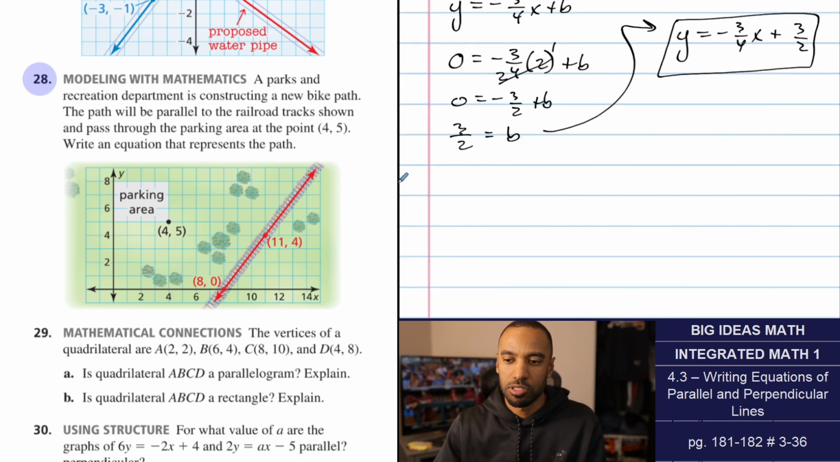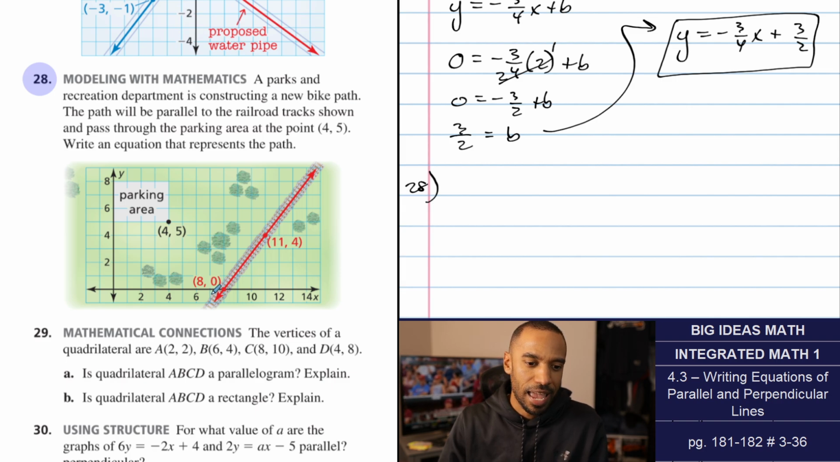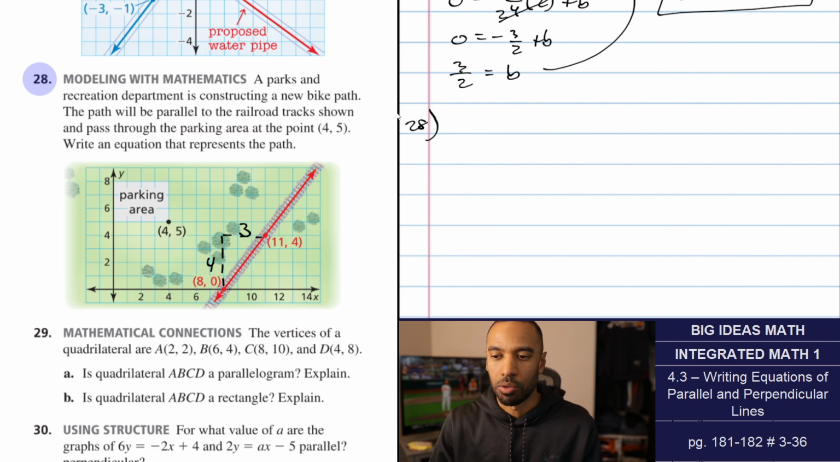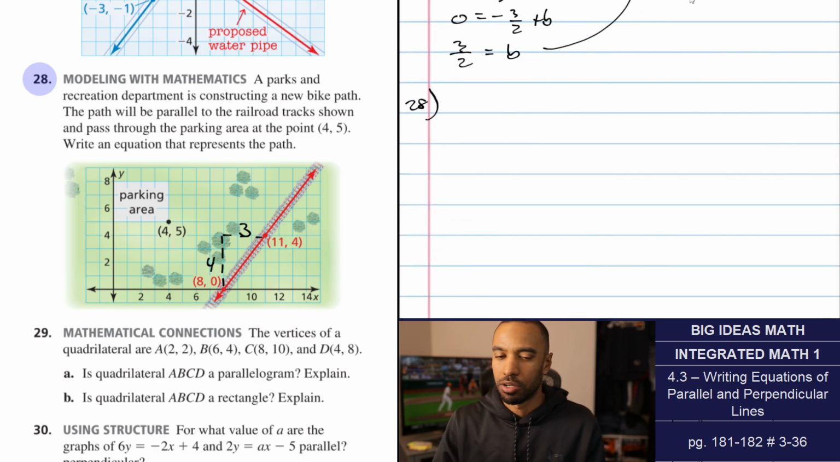So to be parallel to this, we need to find the slope of the train tracks. Now we have points here at 8, 0 and 11, 4. So from 8 to 11 is a run of 3, and from 0 to 4 is a rise of 4. So up 4 over 3. I think the last one had a 4/3 slope, but we had to flip it. This one, we don't. So here, the original slope m is 4/3, and we're going to use that.